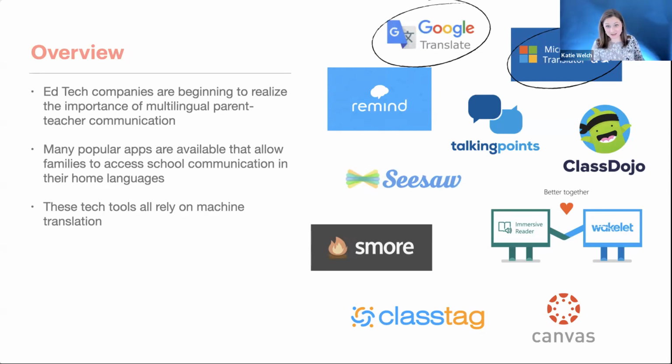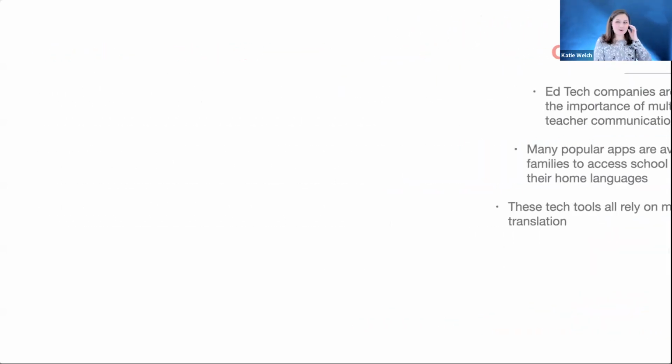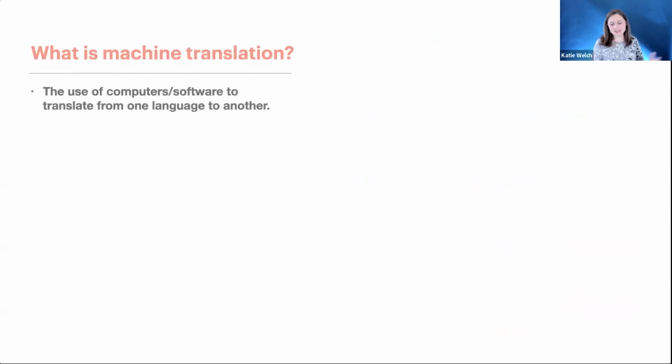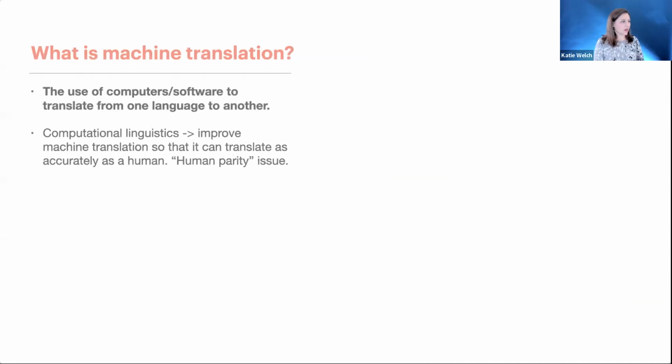All of these rely on what we call machine translation. So I want to talk just a little bit about what machine translation is. It's kind of self-explanatory in the name, but this is the idea that the translator is a computer or a software. This is not a live person who is doing the translation. It's not a human translator, it's a machine. There's a whole branch of linguistics that's dedicated to this called computational linguistics.